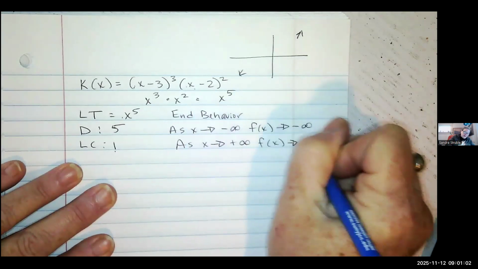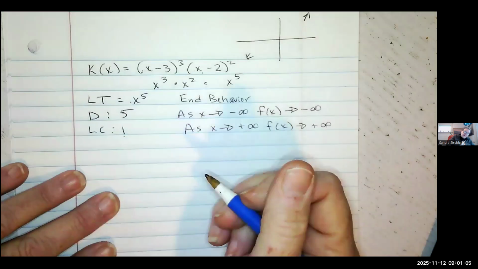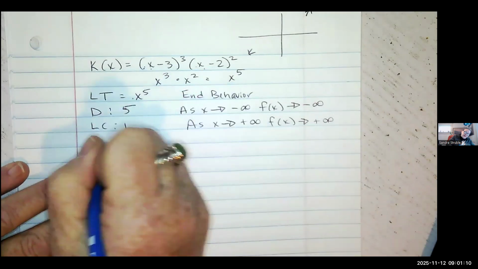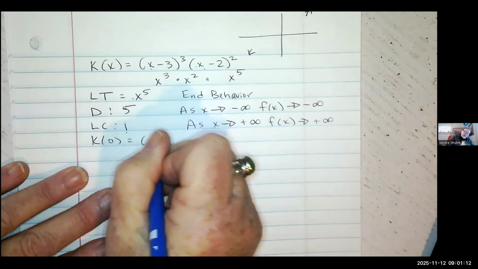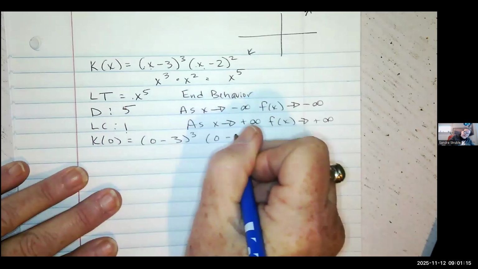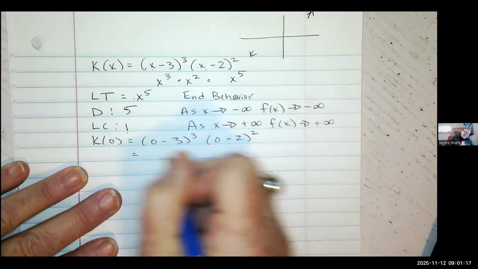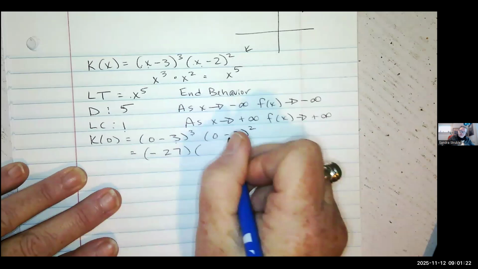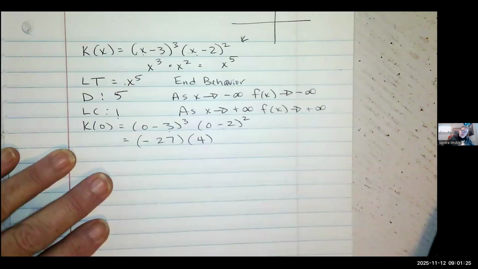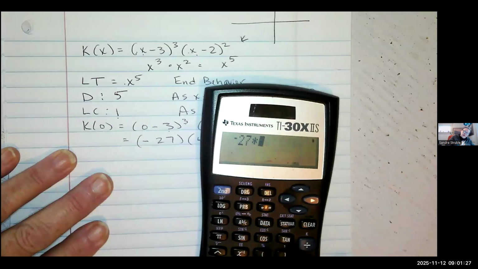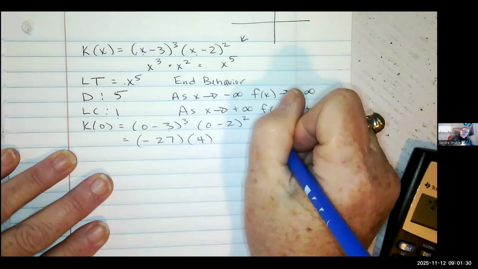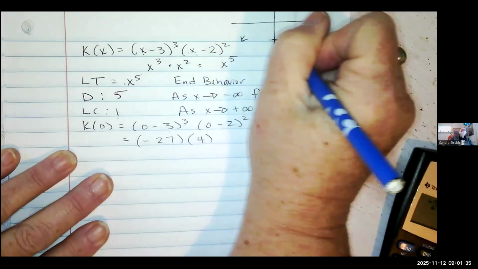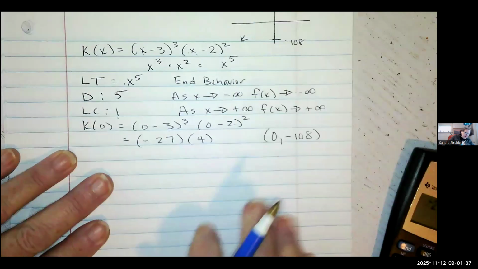Next thing we want is the y-intercept. For the y-intercept we just plug in zero for our x's. So k of 0 is 0 minus 3 cubed times 0 minus 2 squared. Negative 3 cubed is going to be negative 27. Negative 2 squared is going to be positive 4. So negative 108. My y-intercept is (0, negative 108). That means it's going to come way down here to negative 108. I'm just trying to do a little sketch to see what it's going to look like.